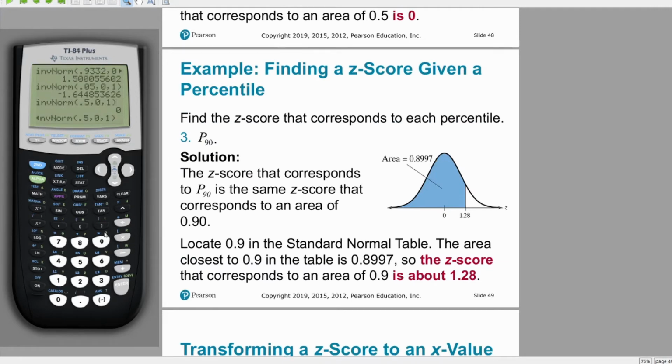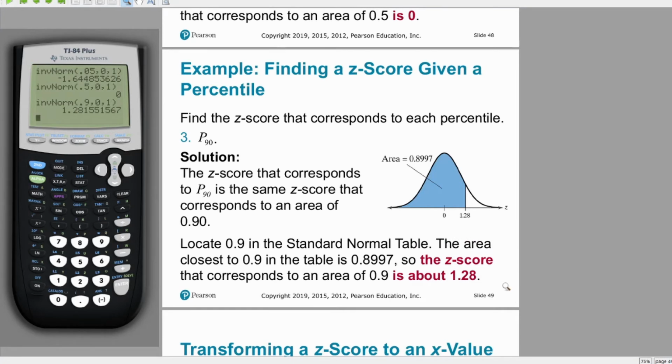But hopefully, with the empirical rule in mind, you should have maybe a rough estimate for where this should end up. But here you put in the 0.9, and you run it to get about 1.28. That 1.28 is an important one.